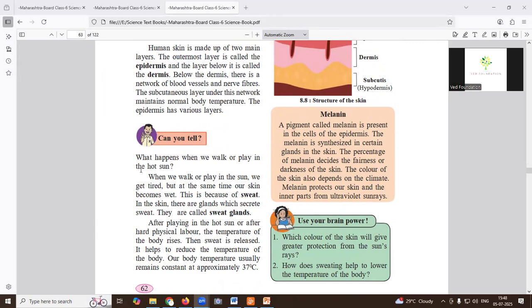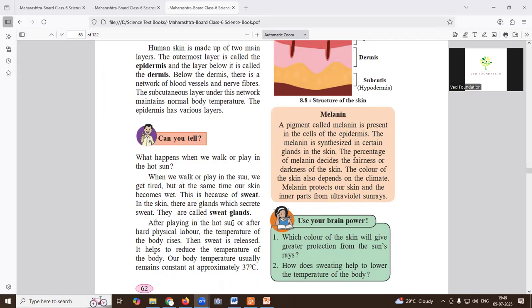What happens when we walk or play in the hot sun? What happens if you walk fast or run in the hot sun in the afternoon? When we walk or play in the sun, we get tired. But at the same time, our skin becomes wet. When we walk, run or play in the hot sun, the body becomes wet, the body sweats.